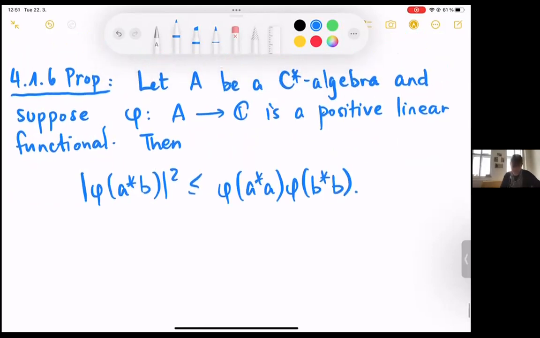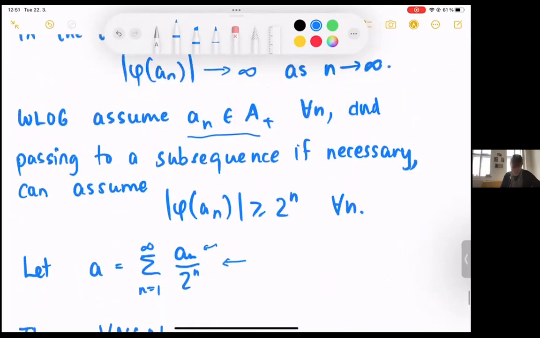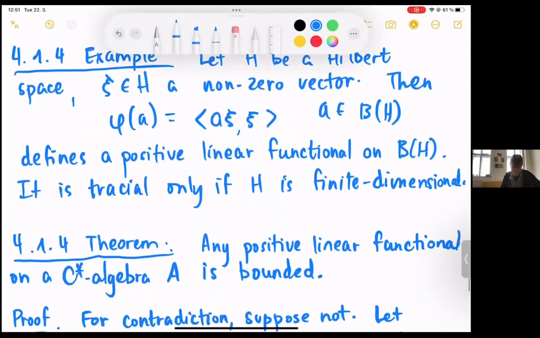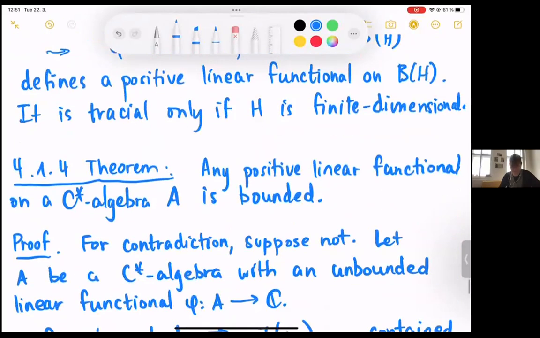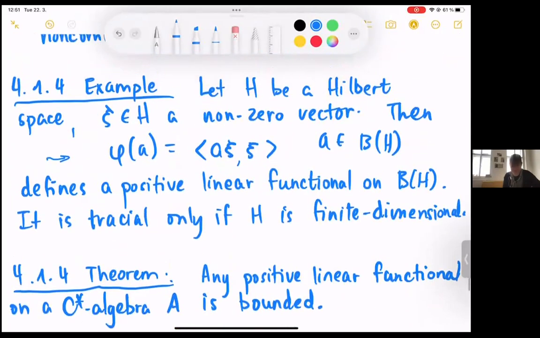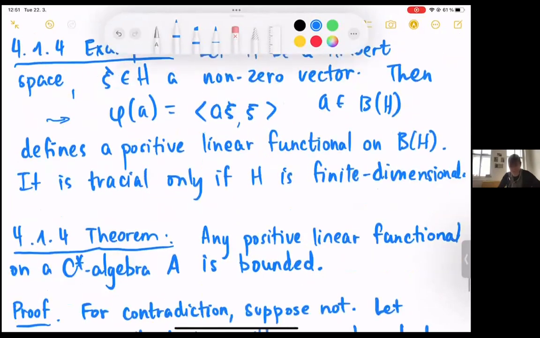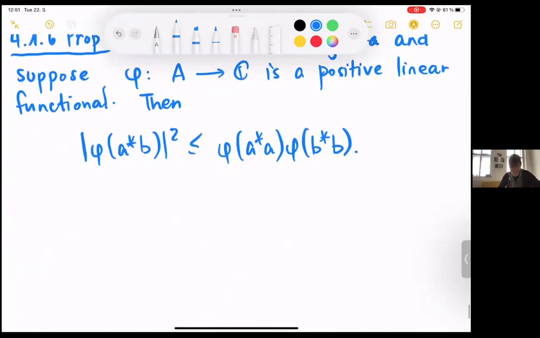So to see why this is not so unreasonable, if we're thinking about positive linear functionals as somehow being akin to what we see here for linear functionals on B of H, and we know that our inner product on B of H will satisfy this Cauchy-Schwarz inequality, then we might expect this to be true for more general positive linear functionals on C-star algebras, and indeed it is.